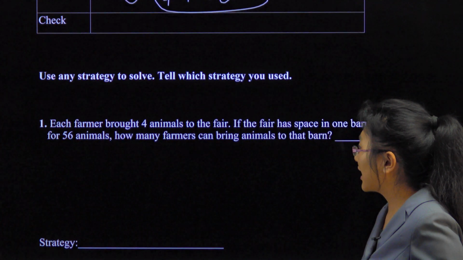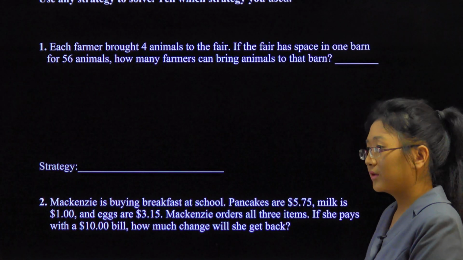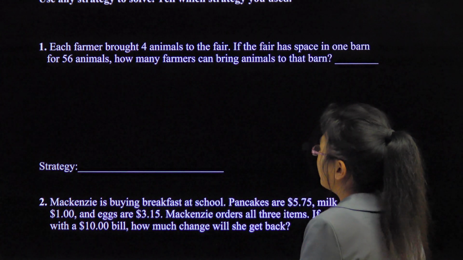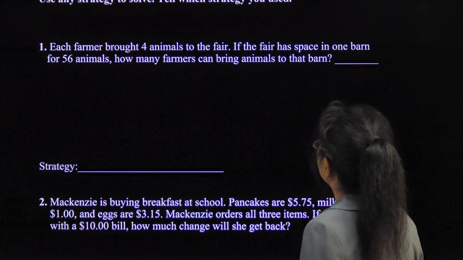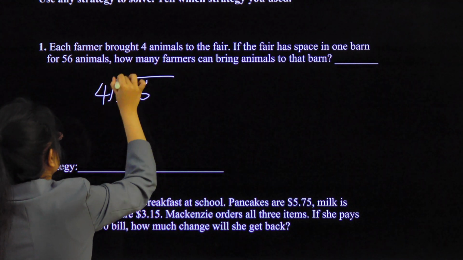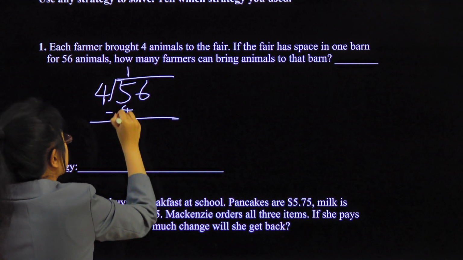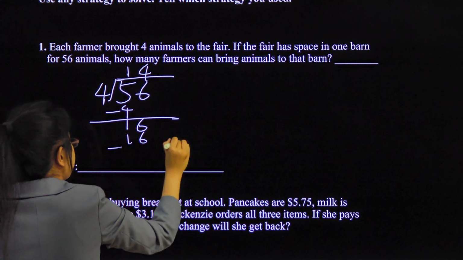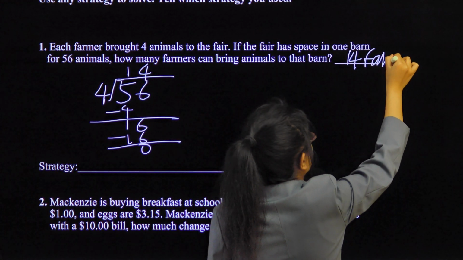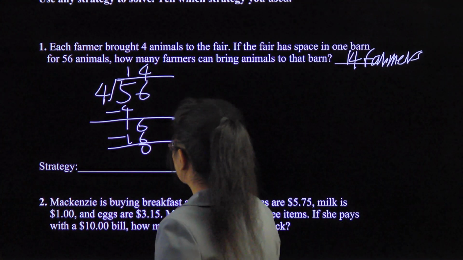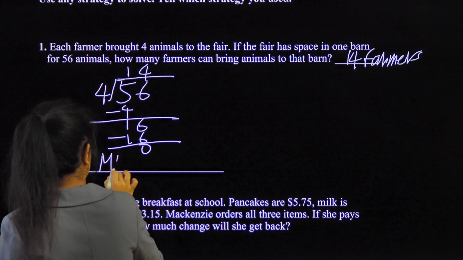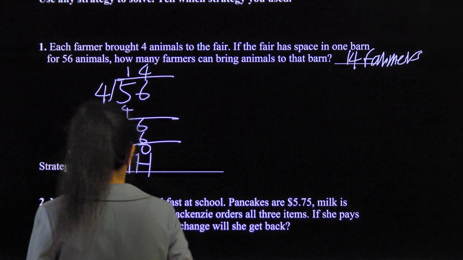Now, we're going to use any strategy we want to solve this. But we have to tell which strategy we used. Each farmer brought 4 animals to the fair. If the fair has space in one barn for 56 animals, how many farmers can bring animals to that barn? Well, math! 56 divided by 4 is equal to 14. Therefore, 14 farmers. The strategy that we use is math. I shall always put this in capital letters because it is just so awesome.